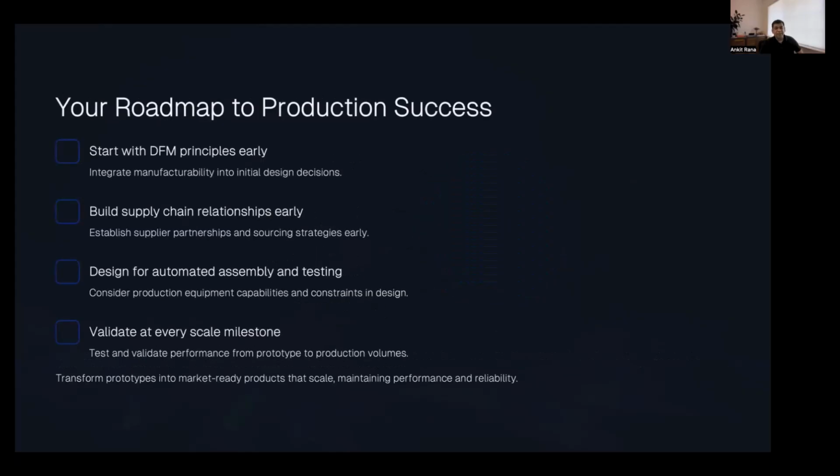To sum it all up, start with design for manufacturing early. Build strong supplier relationships. Design for automated assembly and testing, and validate at every milestone. That's how prototypes transform into products that don't just work in the lab, they succeed in the market.